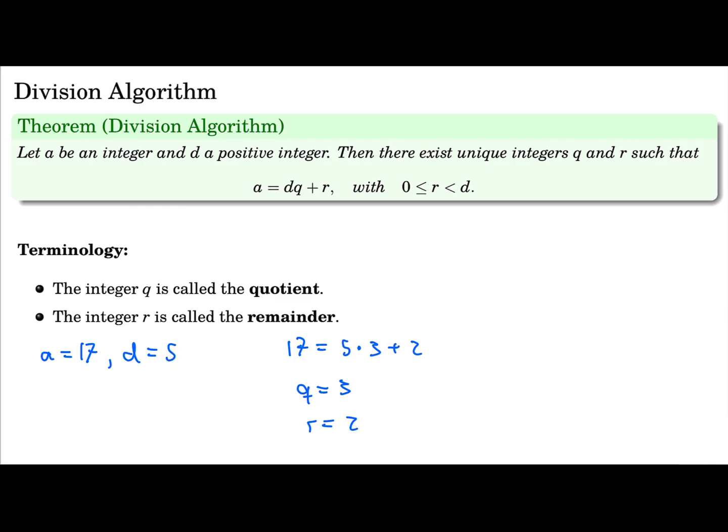And so the division algorithm is important for many reasons, but one of them is that it lets us organize the integers by their remainders, right? So for example, when we divide by 5, every integer is going to have a remainder that is either 0, 1, 2, 3, or 4, right?